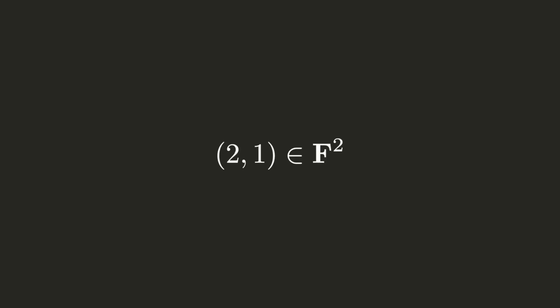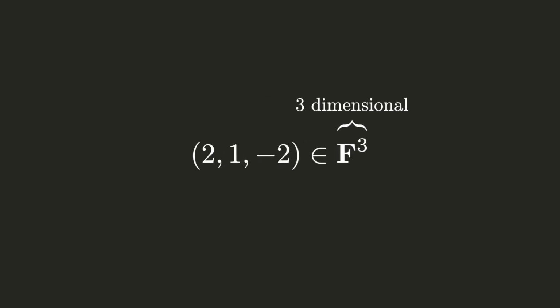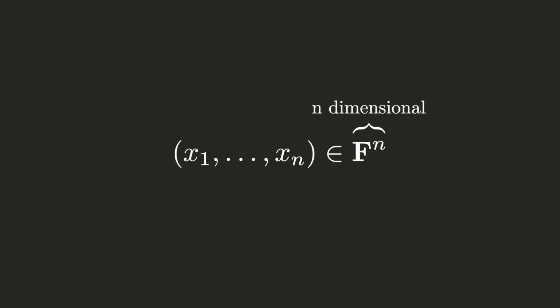(2, 1) is a vector in F^2, and we know it's a 2-dimensional vector. And it's pretty evident that F^2 is a 2-dimensional space as well. Following that reasoning, a space that contains 3-dimensional vectors is a 3-dimensional space. This applies up to F^n.